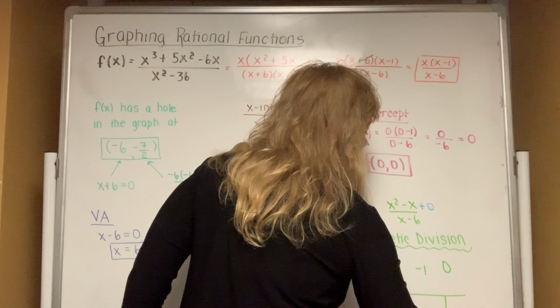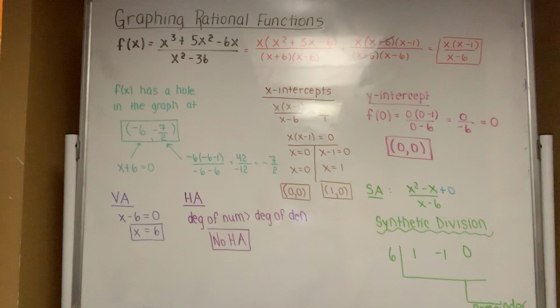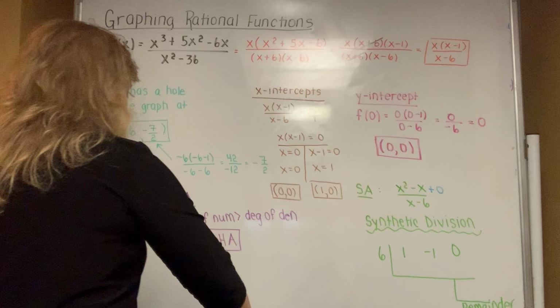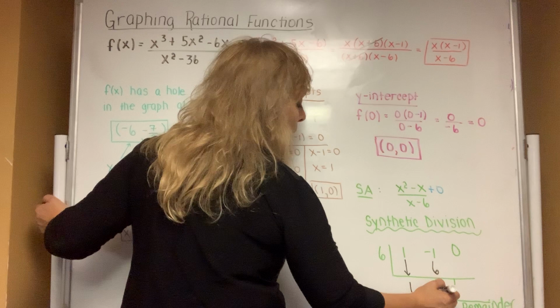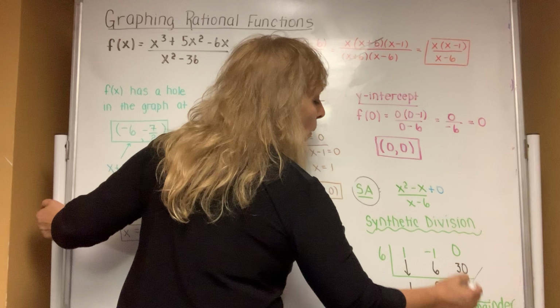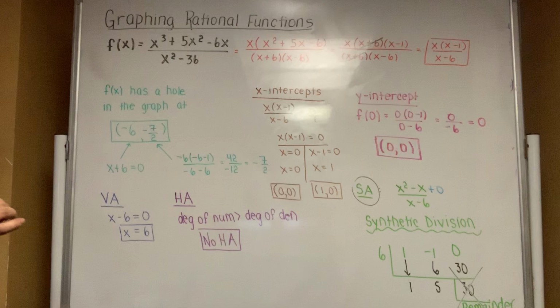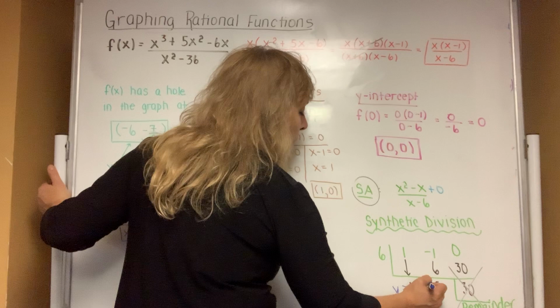So now that the problem for synthetic division is actually set up, I'm going to do the division, and that's your drop down mama. You drop down the first number and then you multiply. You drop down, meaning you combine down, and then you multiply, and then you combine down. When you are looking for the slant asymptote, you're supposed to ignore the remainder. That's how you do it. If your numerator was degree 2, then your answer is degree 1. y equals 1x plus 5. This is your slant asymptote.